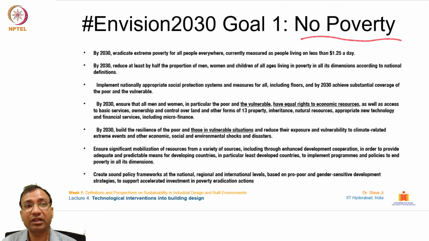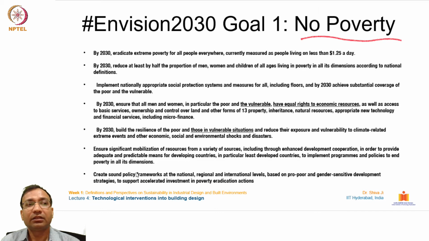So this talks about sharing of resources. It talks about sharing of property. It talks about sharing of new technology, sharing of financial services, including microfinance systems, etc. So it talks about sharing opportunities of growth and development in the individual's life, in the life of the household, which is very important and crucial for the overall growth which they can observe over the period of time.